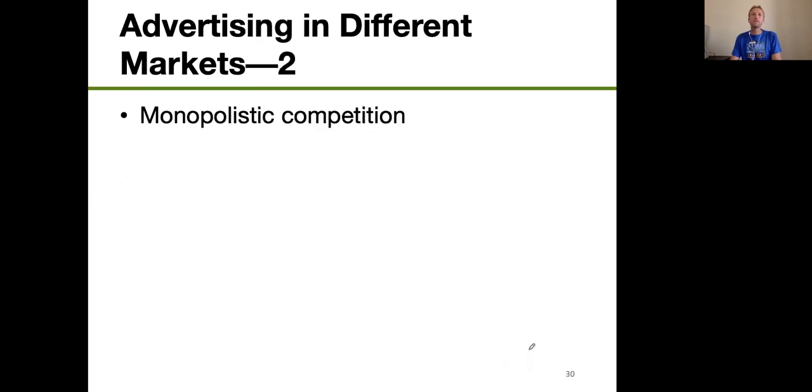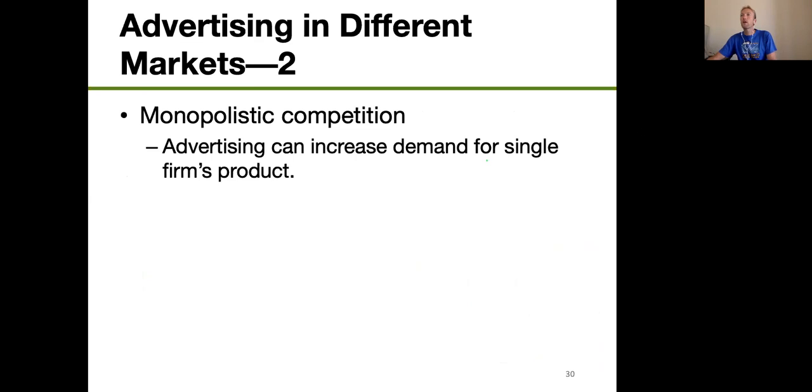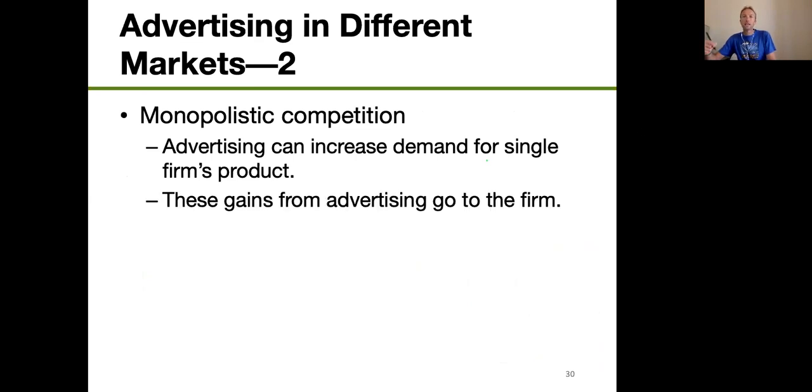All right, now let's think about monopolistic competition. Now advertising is important for increasing sales. All right, and so it's intended to increase its sales at the expense of its competitors, right? So it increases demand for one firm's product, and then the gains from advertising go to the firm.